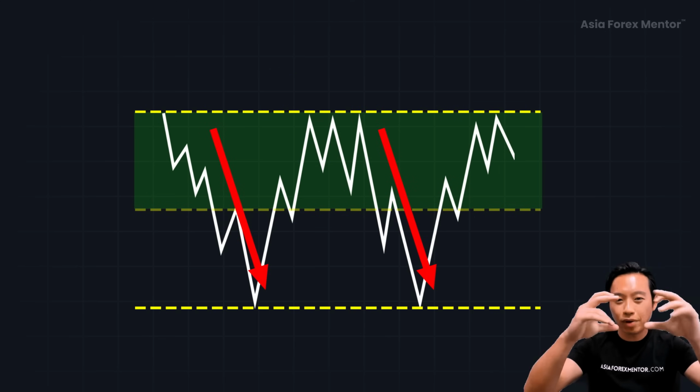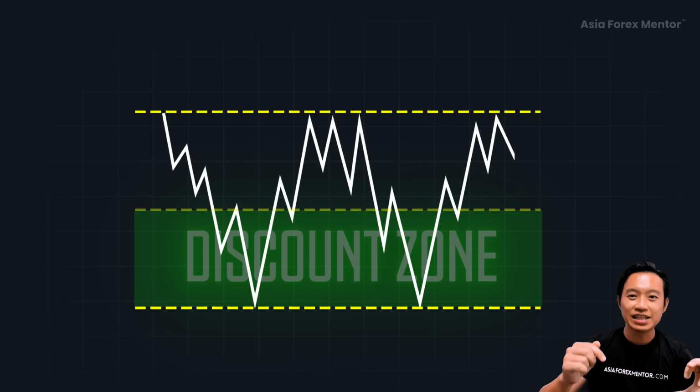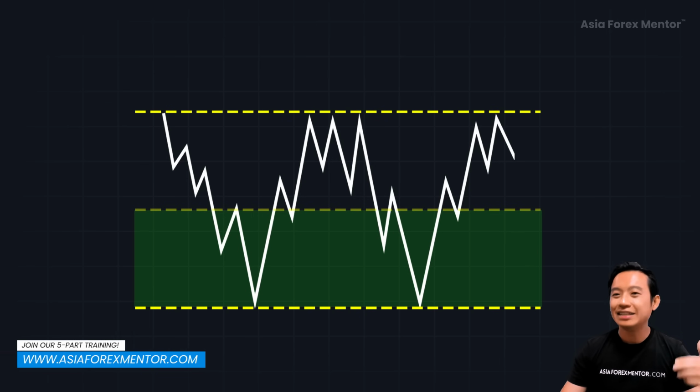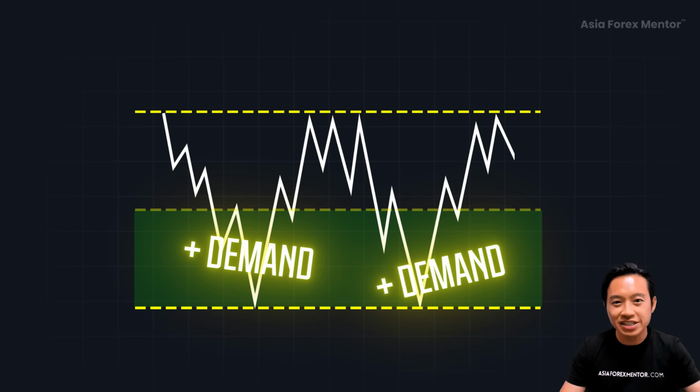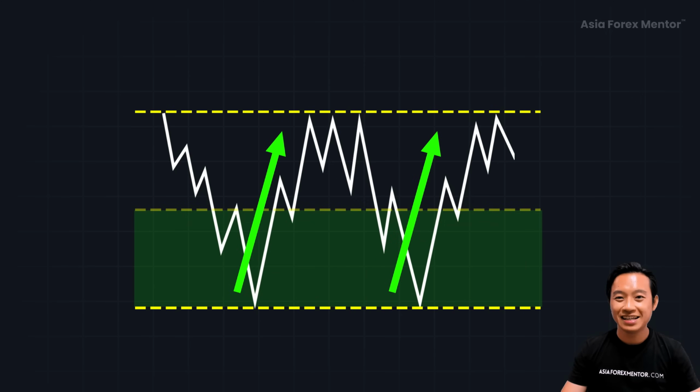Now, when price is within the discount zone, this asset is now considered what? It's cheap. And then it becomes what? Attractive for the buyers. So this means what? That the demand starts to increase, and then it pushes the price up higher as the buyers step in.